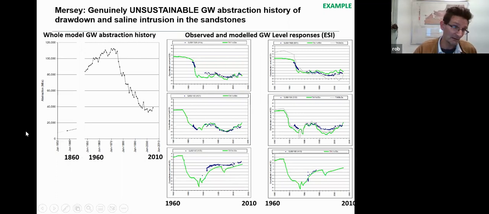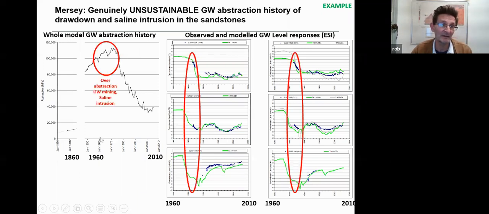So there was a huge buildup in abstraction over 100 years, peaking around about 1970 and then falling off quite substantially as industry closed down and as other sources of water, particularly the reservoirs and things in Wales, came on tap. As a result of that really high peak rate of abstraction, groundwater levels were plummeting. We were effectively looking at groundwater mining. And that ended in tears, in a period of saline intrusion around the Mersey Basin. Genuinely not enough water to support those abstractions.